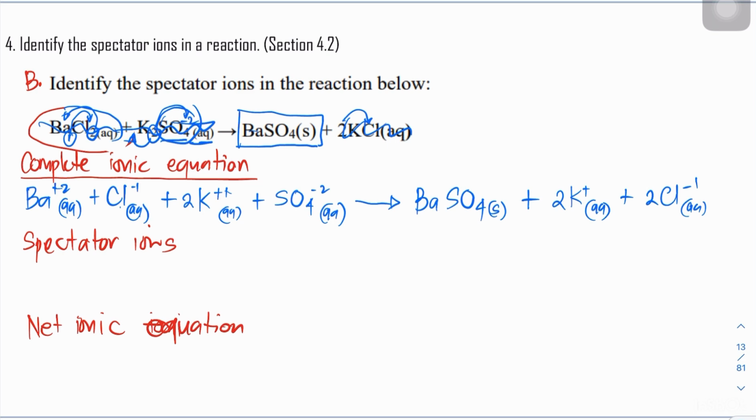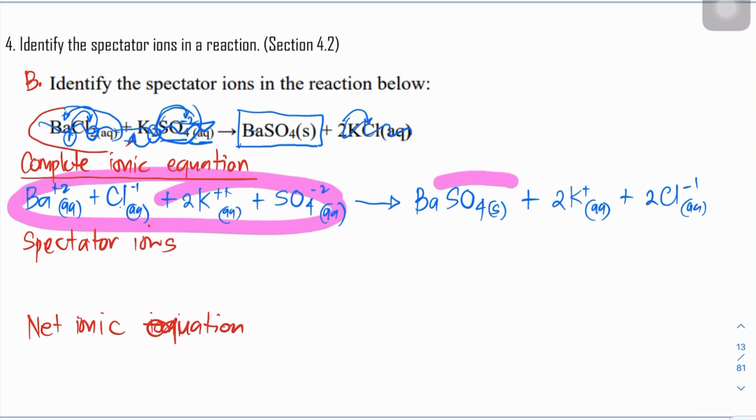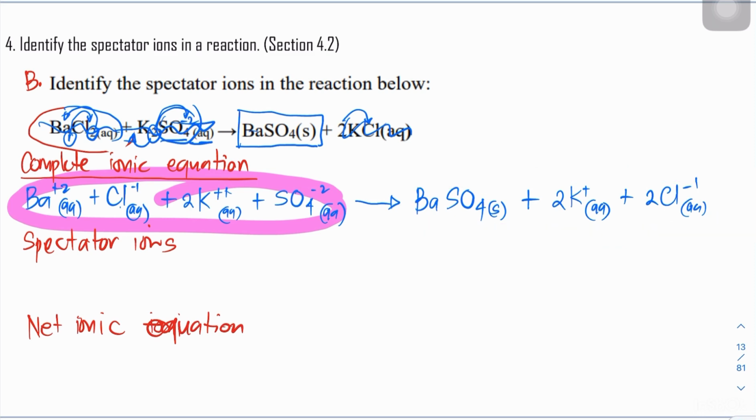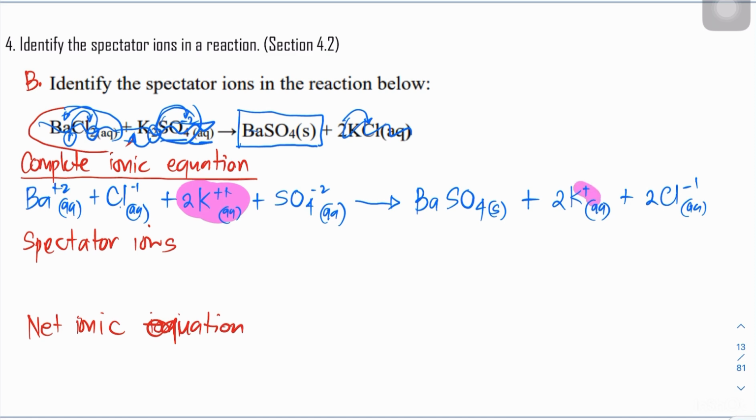Now, how do we identify our spectator ions? Spectator ions can be identified if we have ions that can be found on the reactant side and also found on the product side. So we will figure out which are the same, that can be found on the reactant and the product. I will highlight. If you look here, I can have similar ions. Let's try K plus: 2K plus is also found on the product side. So that's the first candidate for our spectator ions.